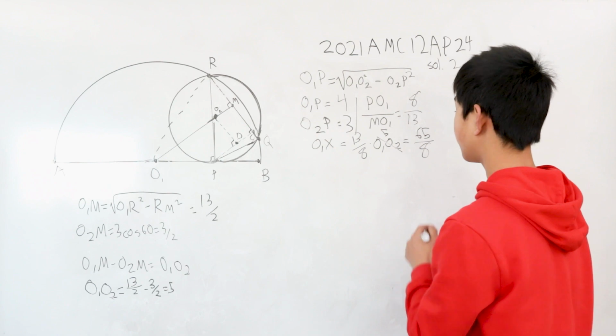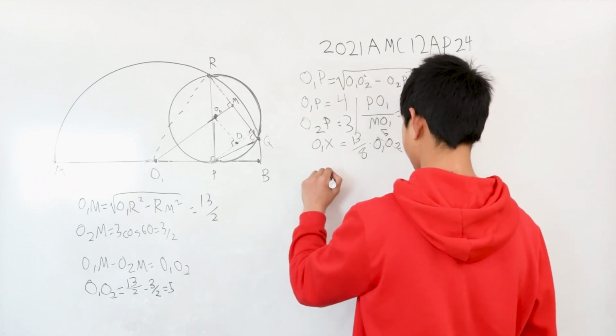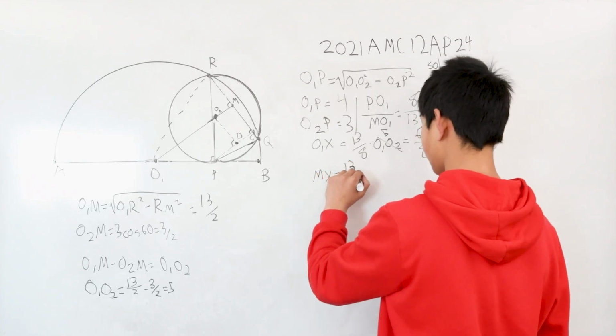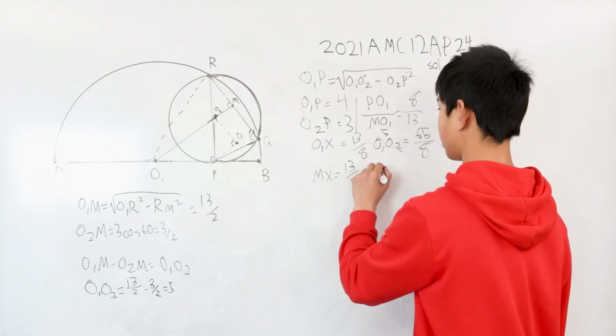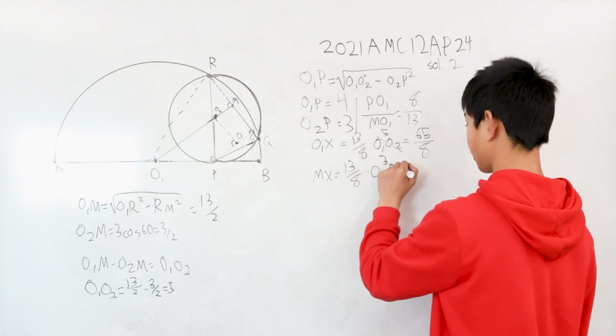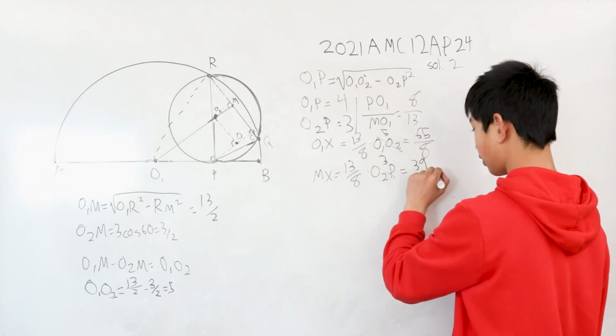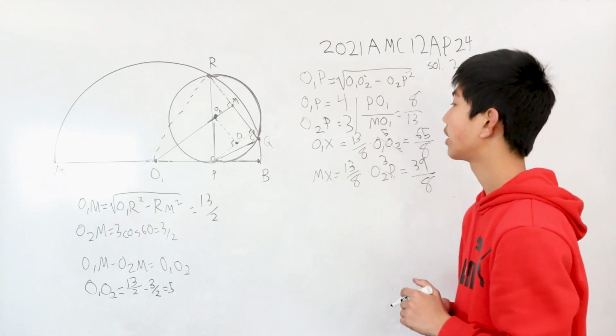So we have this length. Now, this is the same thing when you do M times x. This is 13/8 times, well, now it's O2P, which we showed was 3. So this is 39 over 8. These are very important things.